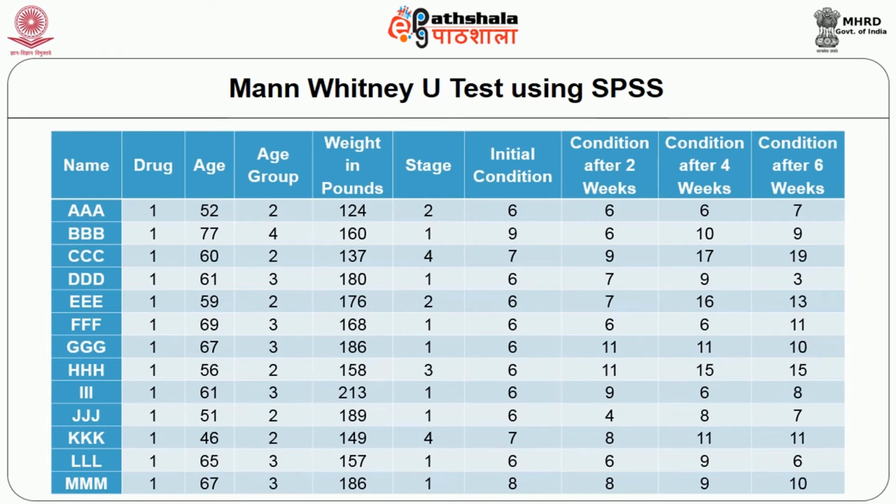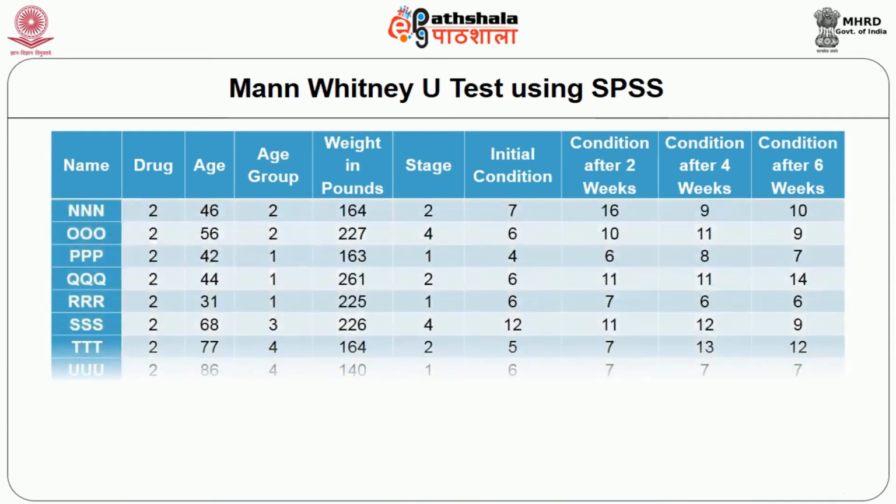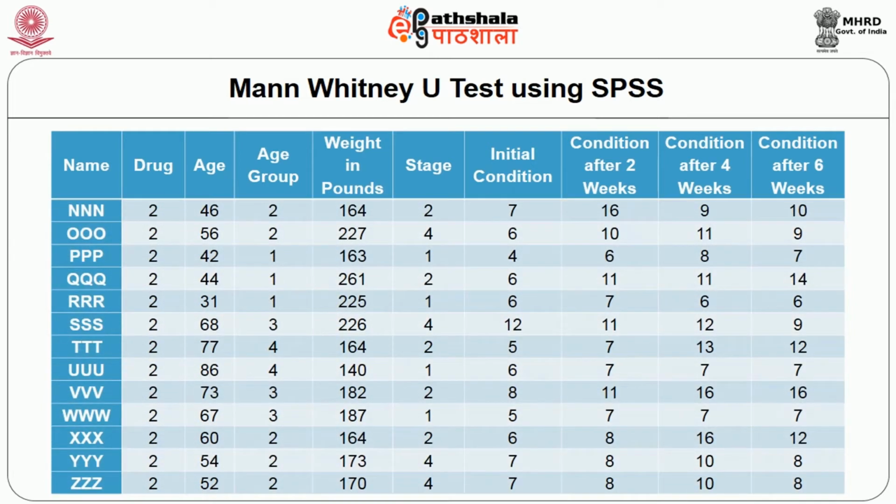The data includes name, drug type, age group, weights in pound, cancer stage, that is initial condition, cancer condition after 2 weeks, cancer condition after 4 weeks and after 6 weeks. This data set will be used for our analysis.